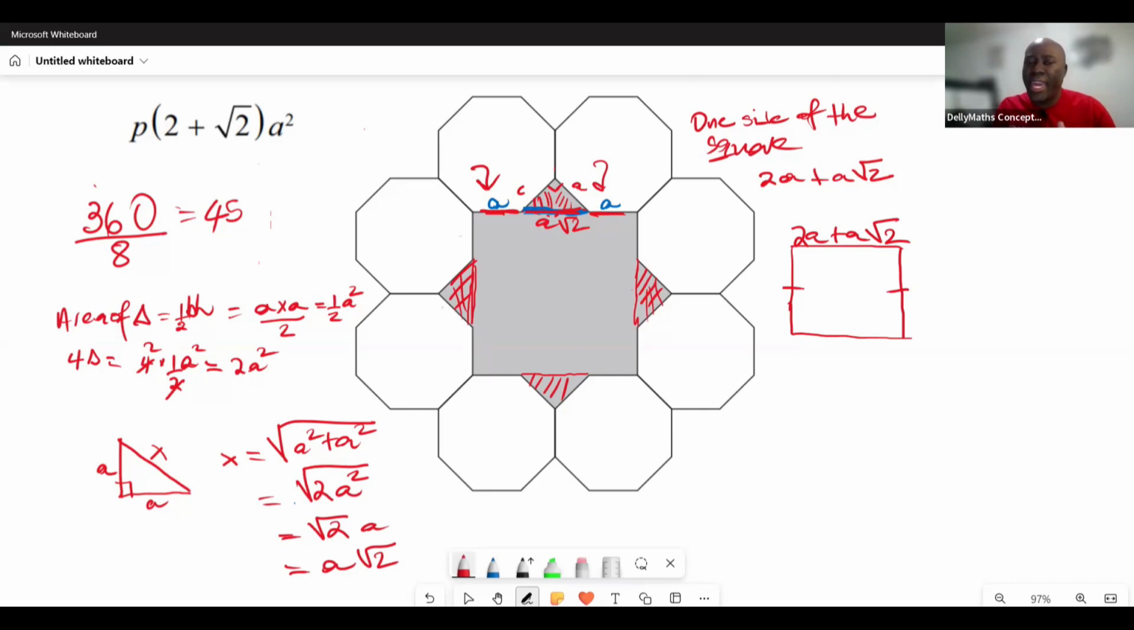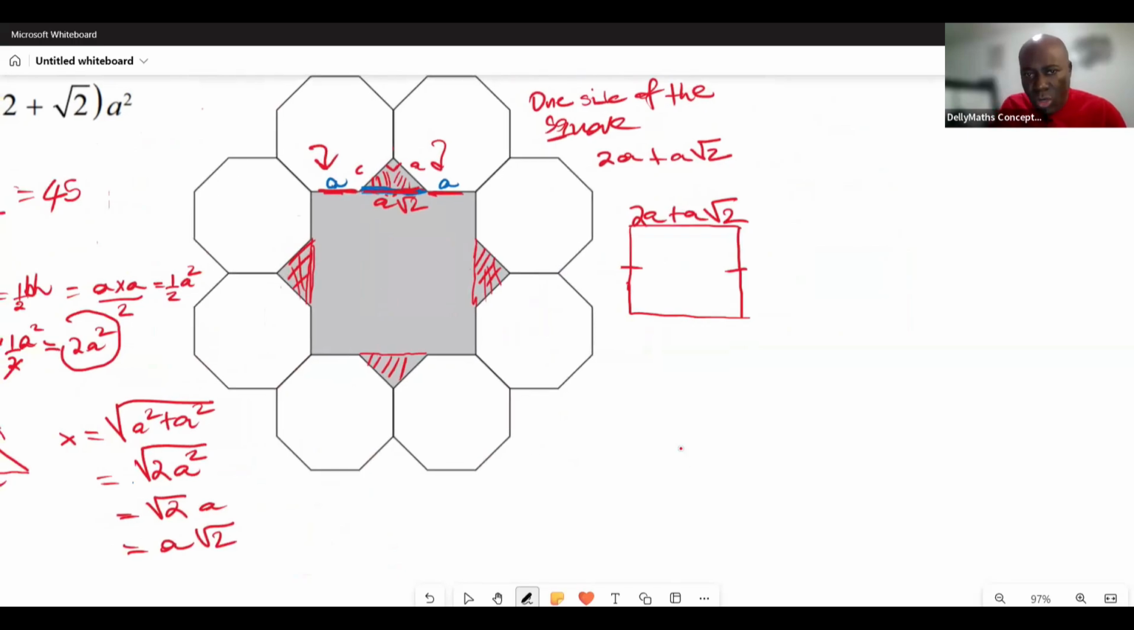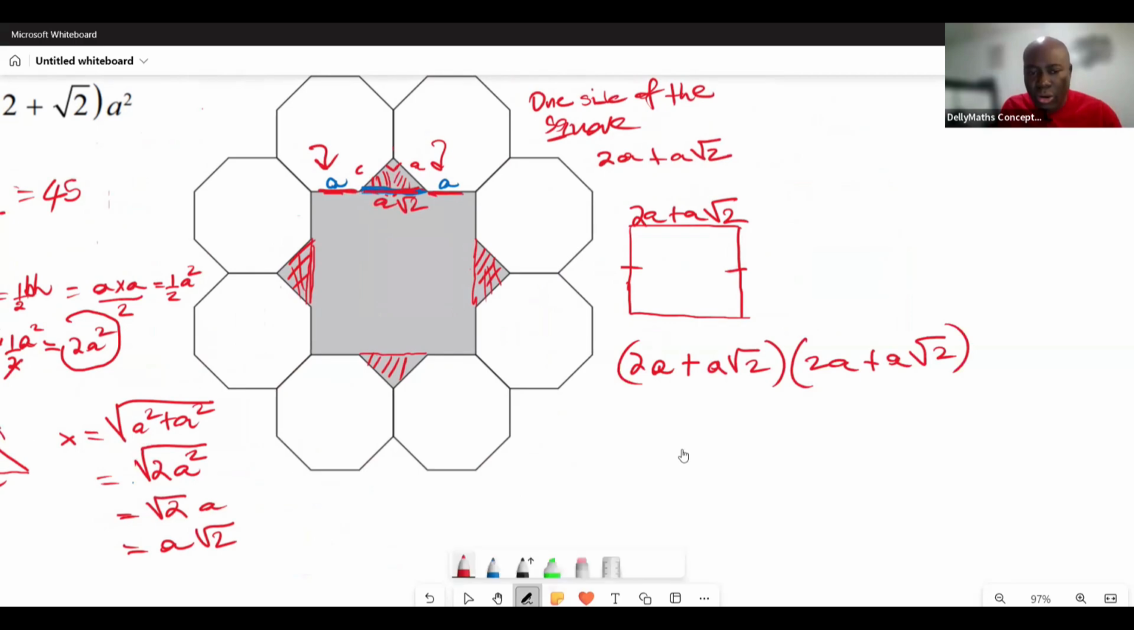So now I need to find the area of the square, and that will be added to the area for those triangles. So let us try to find the area of the square right about now. Let's put that together. So the area of the square is going to equal 2A plus A root 2, and we're going to multiply that by itself. You could square it, or you could represent it as a binomial here. So basically, we could FOIL this out. What do we mean? We're going to multiply 2A times 2A, then this times this, and that times that. So let us FOIL this out.